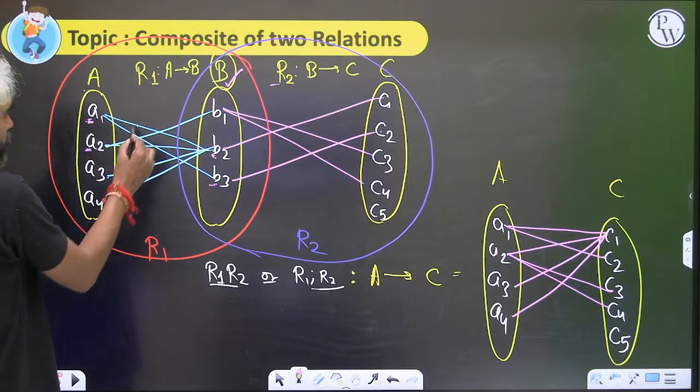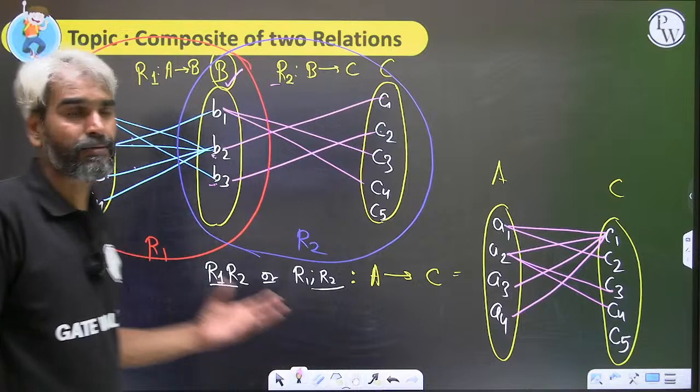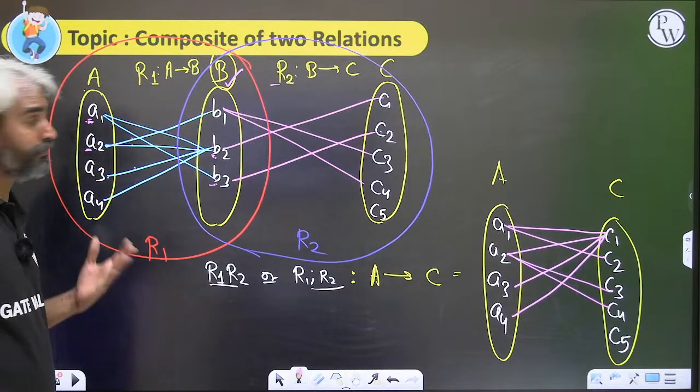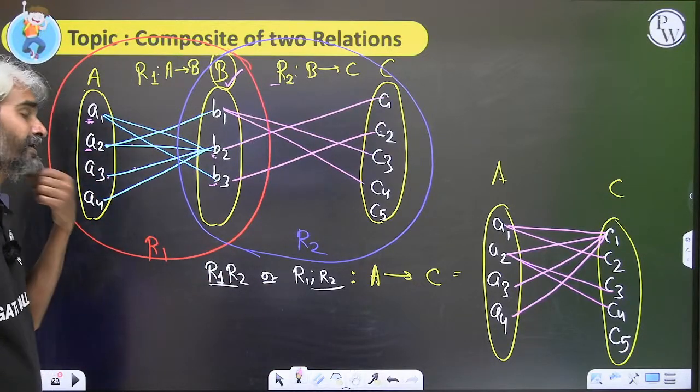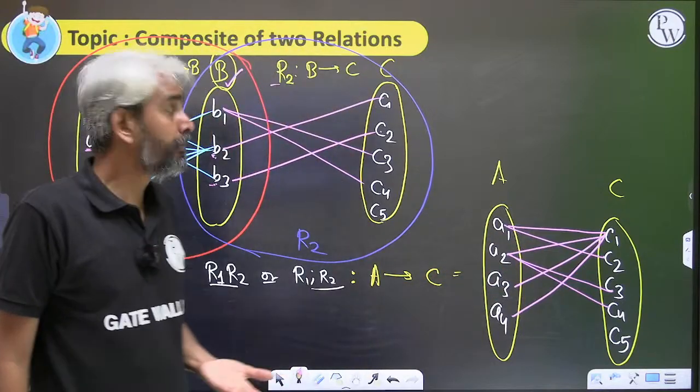Sir, obviously 1, 2, 3, 4, 5. I mean, it's not necessary because some of them may be repeated. So it's perfectly fine. But the ordered pair will appear only once.